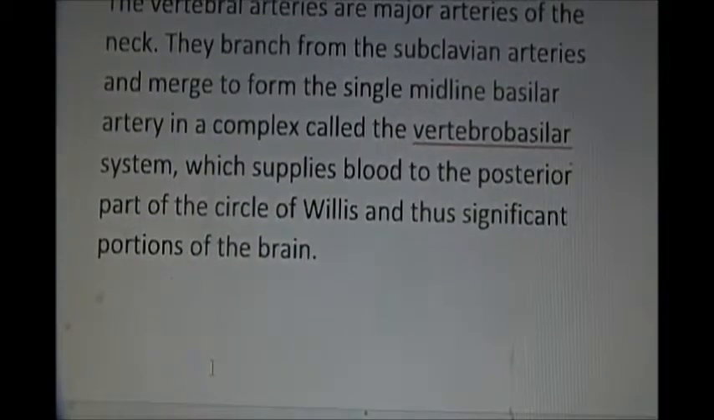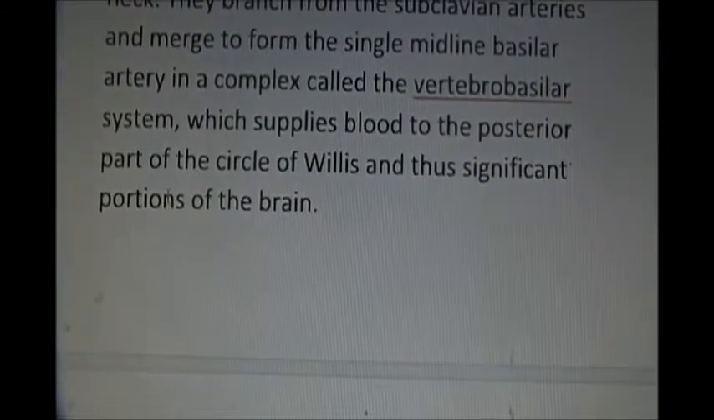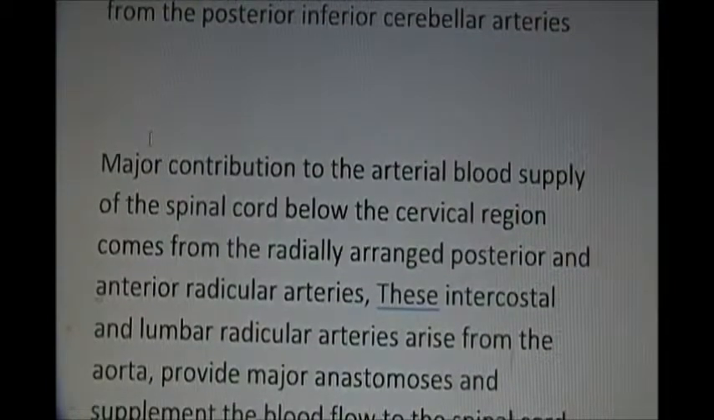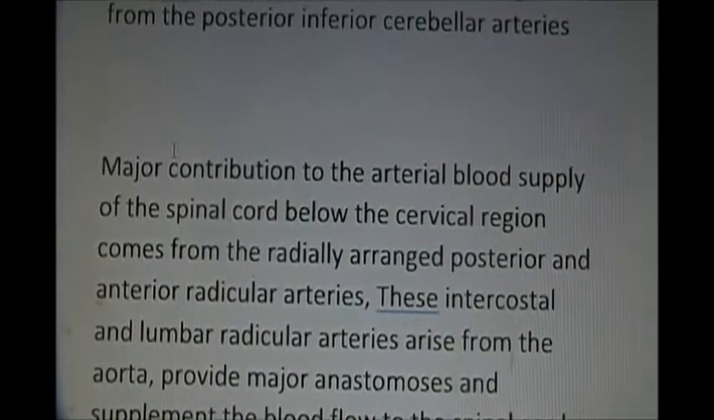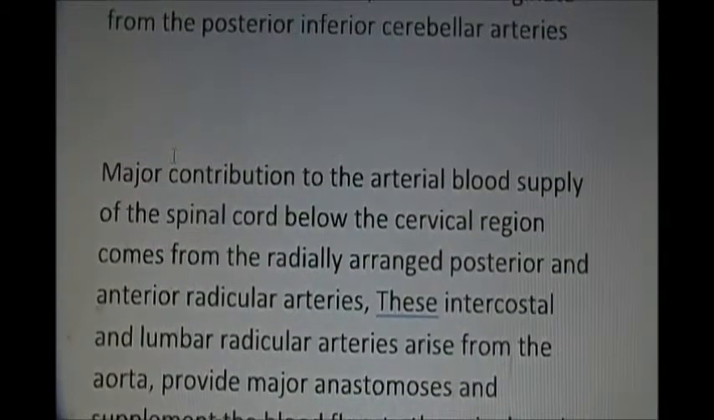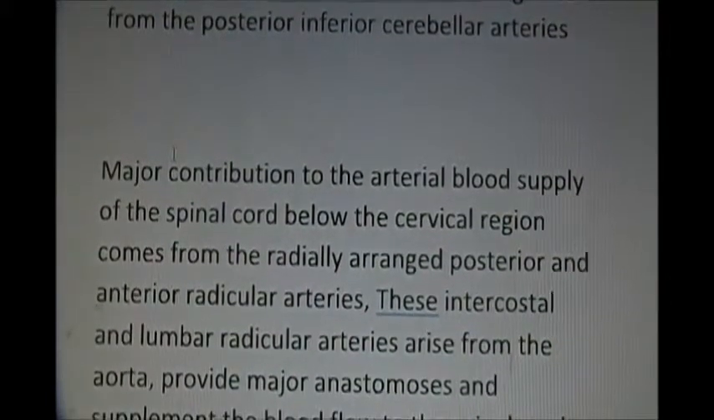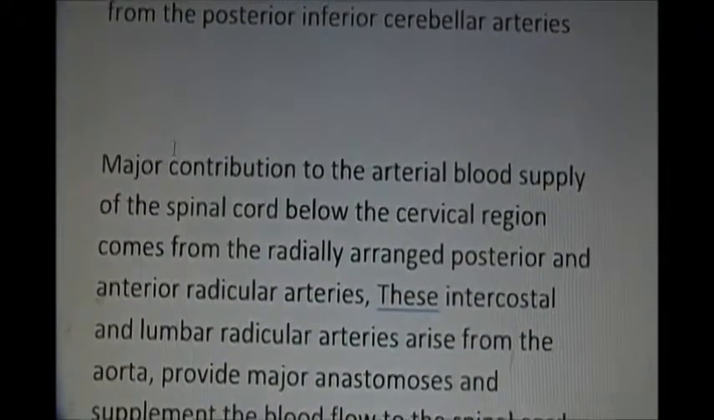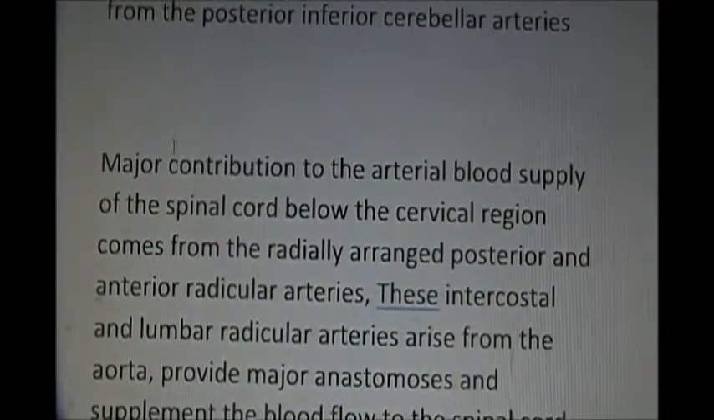And where do the vertebral arteries arise? The vertebral arteries arise from the subclavian arteries, and they go up to form the basilar artery, the vertebro-basilar system of arteries. The posterior spinal artery can often originate from the posterior inferior cerebellar arteries. The major contribution to the arterial blood supply of the spinal cord below the cervical region comes from the radially arranged posterior and anterior radicular arteries. These are the branches of the aorta.